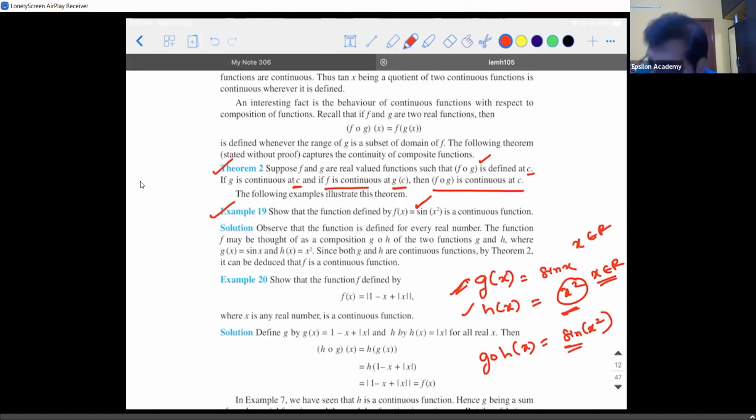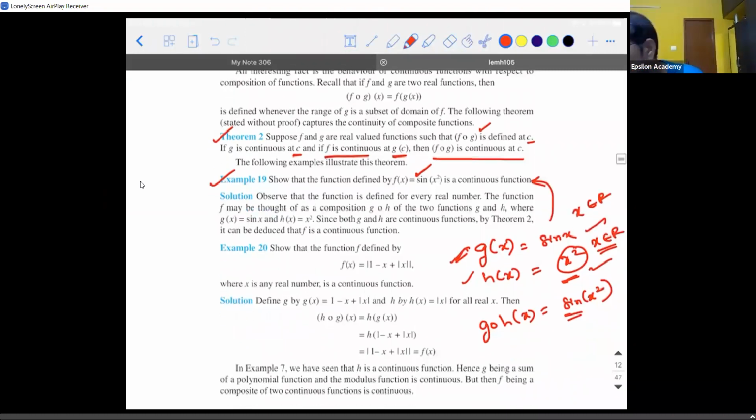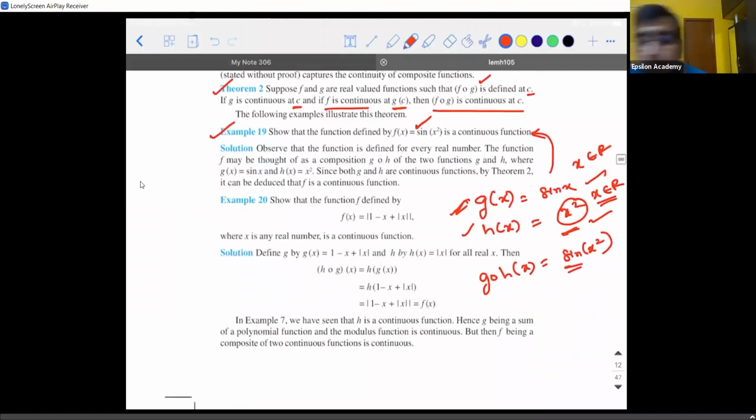So what I'm trying to say in this problem is, if I take g of x as sin x and h of x as x squared, then g circle h is f of x. Since sin x is a continuous function and x square is also a continuous function, sin of x square will also be a continuous function according to theorem number 2. So that is the example of the 19th problem.